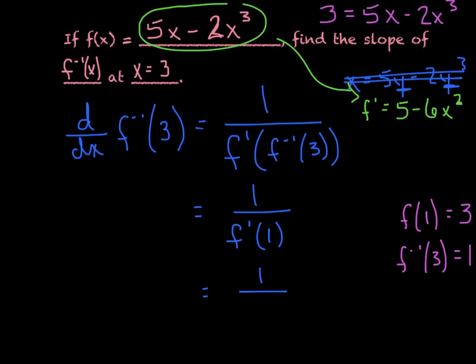And it looks like my final answer, 5 minus 6 is negative 1. So when I'm all said and done, the slope is going to be negative 1.